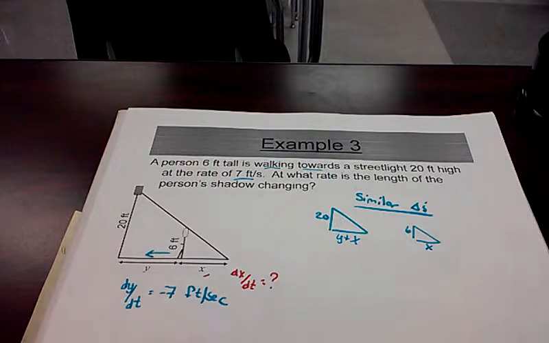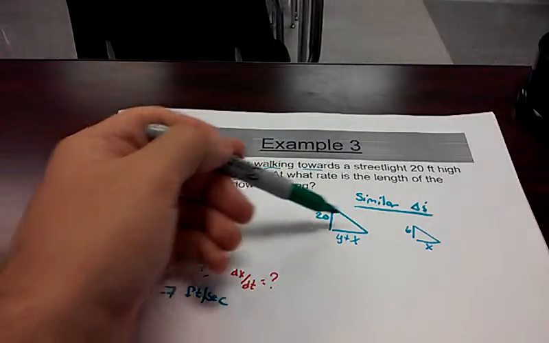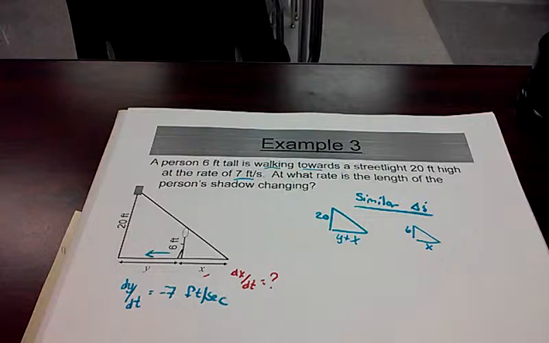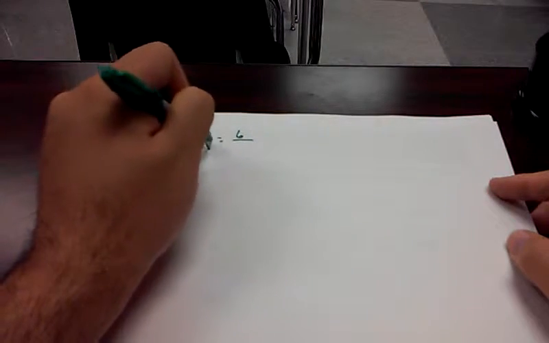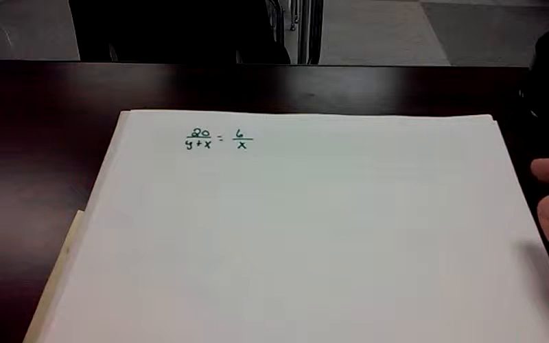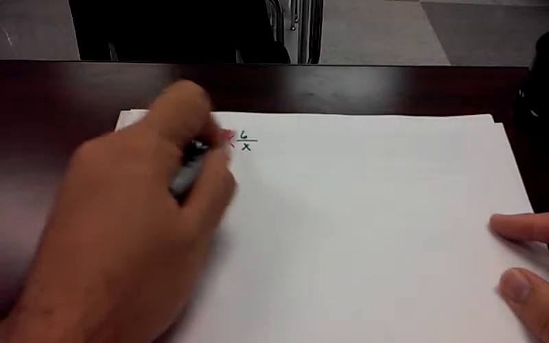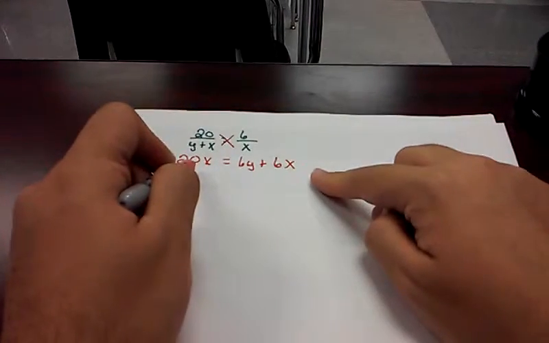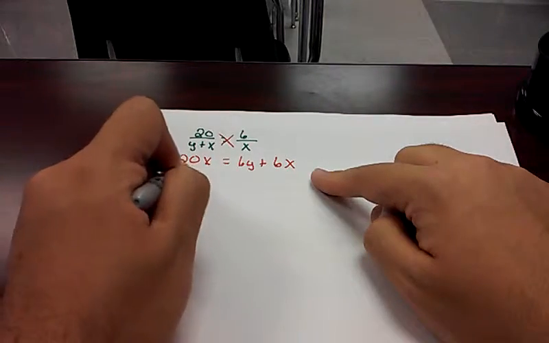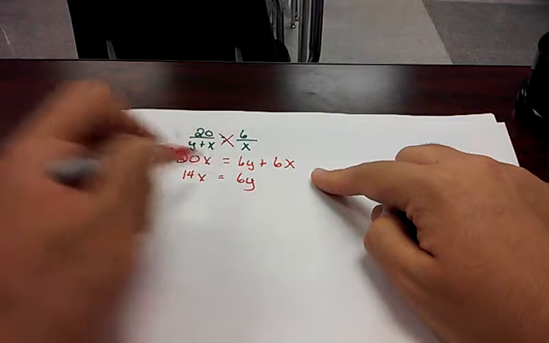And what we're going to do is set up a proportion. So in other words, I'm going to have 20 is equivalent to 6, and y plus x is equivalent to x. Now to work out this proportion, I'm going to cross multiply. So I'm going to get 20x is equal to 6y plus 6x. And I notice that I have an x on both sides, so I'm going to subtract 6x, so that'll give me 14x is equal to 6y.